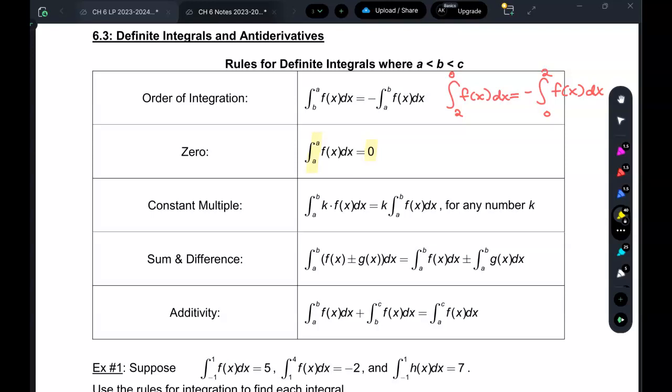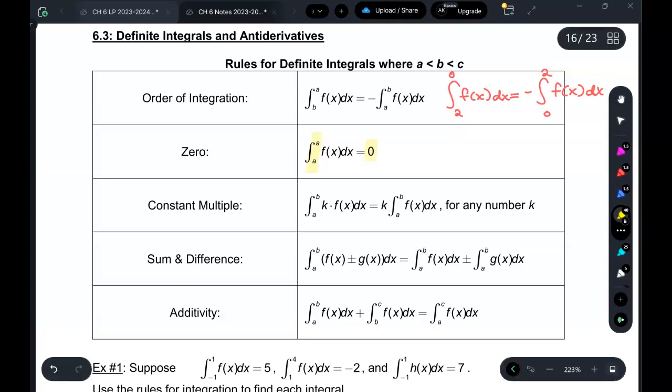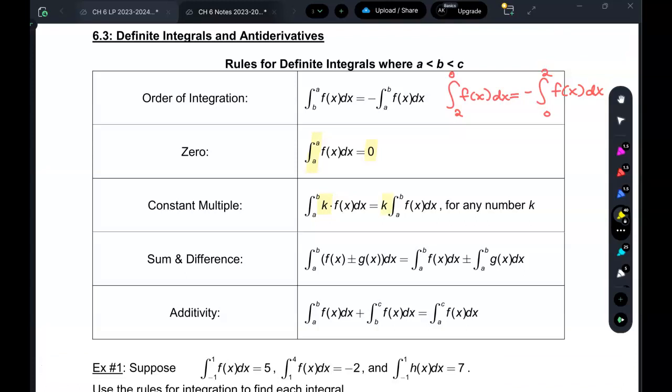All right, so again, constant multiple. If there's a coefficient in front, we can just pull it outside of the integral symbol, right? So if the k is here, we move it in front. Obviously, if you have two functions that are added, you can find the area under this one plus the area under this one. Okay.